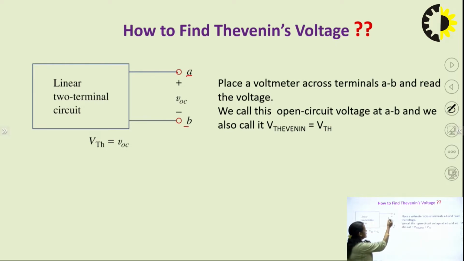Practically, if you place a voltmeter here, you can measure the voltage, and this voltage is nothing but the Thevenin voltage, or we also call it the open circuit voltage. So VOC and VTH are both the same thing. And if you are finding it theoretically, you can apply node analysis or mesh analysis to find the voltage across this terminal.